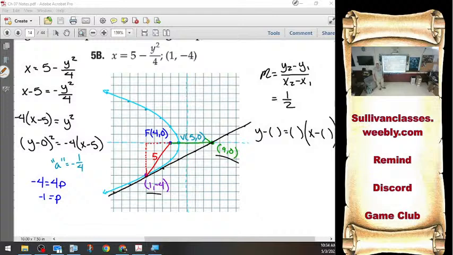Which coordinate should you use? It literally doesn't matter. But if I'm given a choice, I'm going to pick the one with a 0 in it. Distribute and add 0 is 1/2 x minus 9/2.